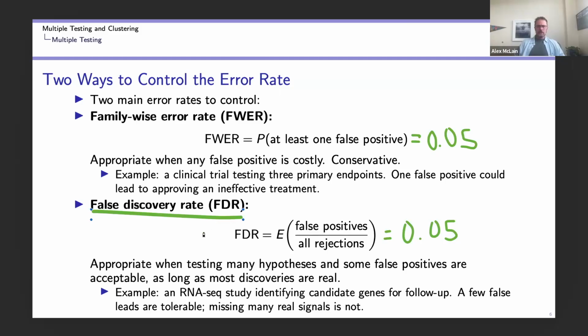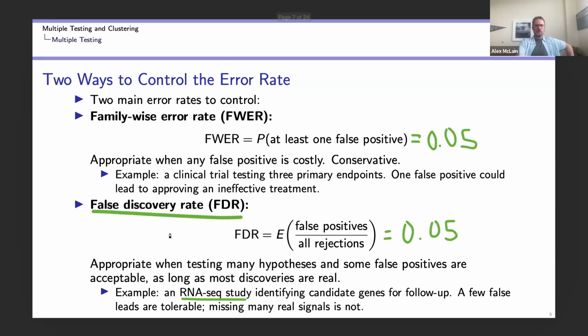When we're doing a clinical trial, if we have 3 primary endpoints, we want to be sure that all 3 of those statements we're making in the end are correct, that they are true. We don't want to say a treatment is effective when it's not. If we're doing an RNA-seq study and these are things that we're following up, a few false positives are okay. So that's why the false discovery rate is common in these types of studies.